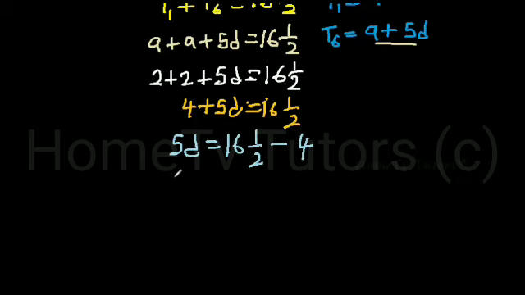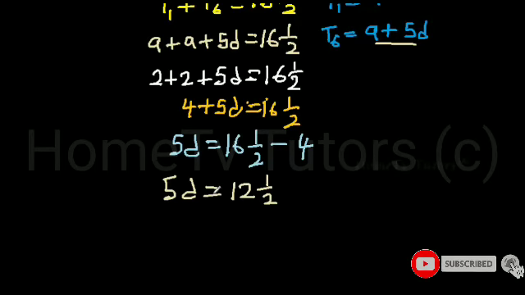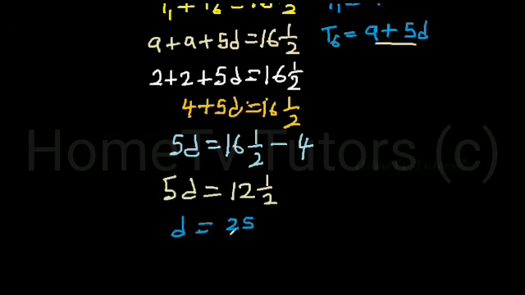Alright, we continue to simplify. 5d equals 16 whole number minus 4, which will give us 12, 12 whole number 1 over 2. Okay, so we go ahead to divide both sides of the equation by 5. So we have d equals, we can now convert the mixed fraction to improper fraction. So 2 times 12, 24 plus 1, that gives us 25 over 2. So we have to divide that by 5.